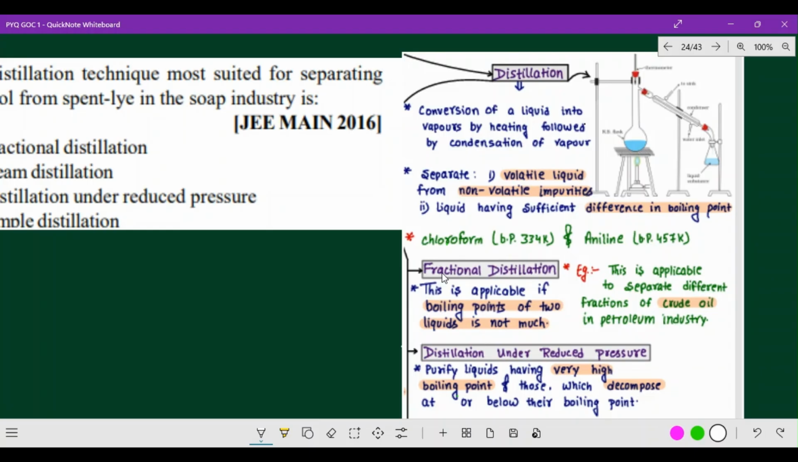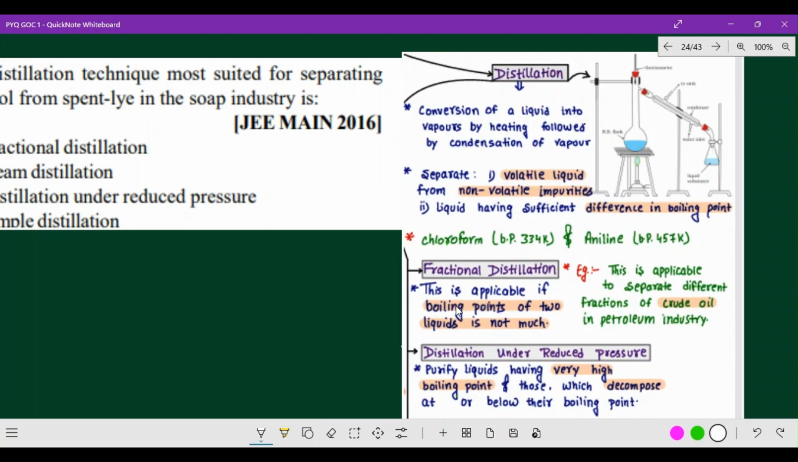Okay, now next one, fractional distillation. Under distillation there are three categories: fractional distillation, distillation under reduced pressure, and steam distillation. Now, what does fractional distillation mean? The boiling point will vary in fractions, so in that way we can identify.